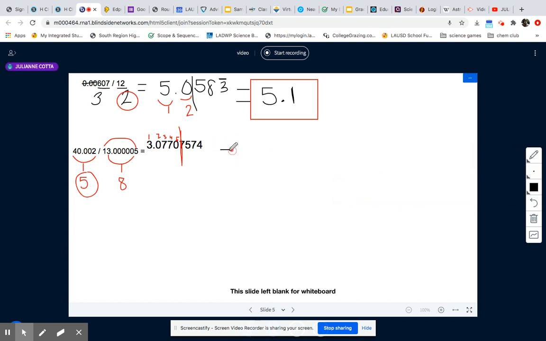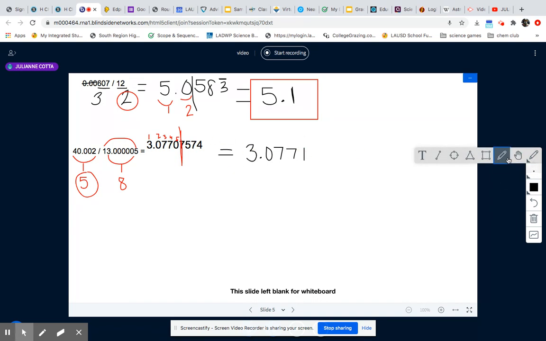I'm ready to write my answer. I want to keep all those numbers except that last one, the 0. I need to look at the number behind, and that number behind is a 7. So is it 7 or higher? Yes. So we round up, and it becomes a 1. So let me give you an alternate. This was 7 or higher, so it rounded up that 0 and became a 1.